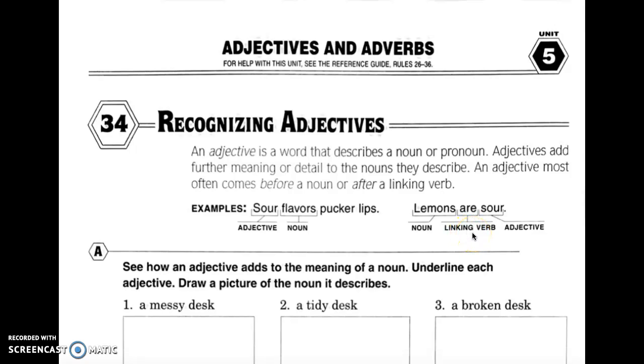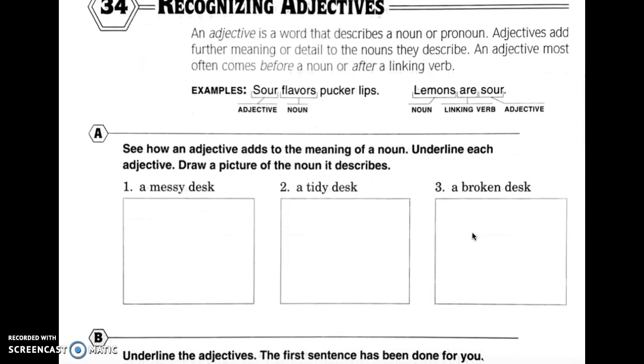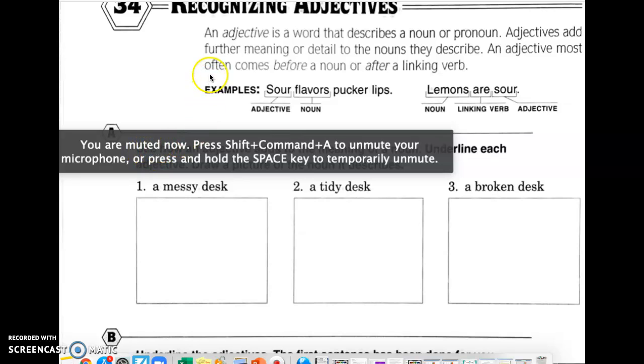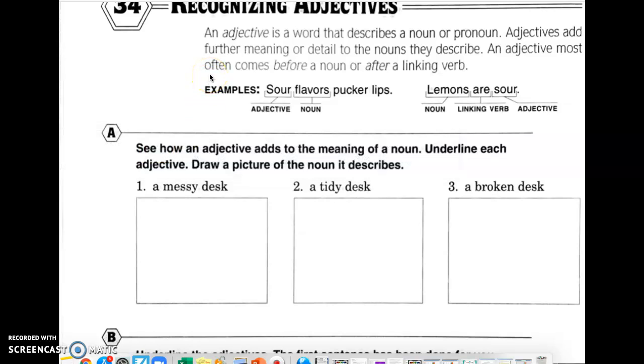Okay? All right, so let's dive in and start to take a look a little bit more at adjectives. Okay, so let's take a look at part A. Part A says, see how an adjective adds to the meaning of a noun. Now let's think about that for a second. An adjective adds to the meaning. If you're adding to the meaning of something, you're describing it more. You're making it more plain, and you're making it more detailed. That's how you can add to the meaning of something. So adjectives add to the meaning of a noun. It helps you to understand the noun better.